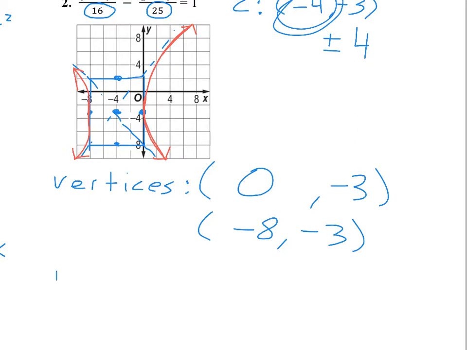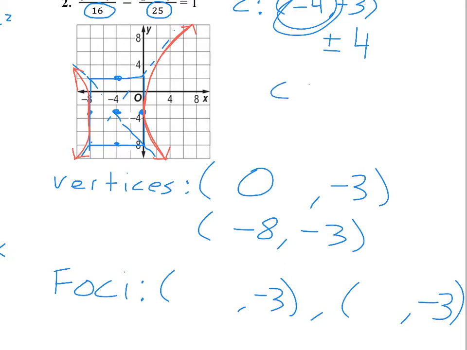Okay, for the foci, again, we're going to leave the y-coordinate alone. And now we have to take this center number. So I'll write the center again. The center was -4, -3.